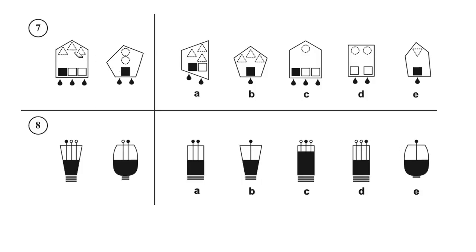Inside here, I seem to be having dashed shapes. So this one I got 3 triangles that are dashed, and this I got 2 circles that are dashed. So there seems to be something to do with shapes inside that are dashed.